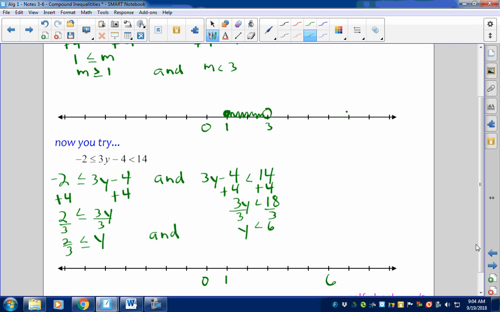So 2/3 would be just a little bit less than 1. Place a closed circle somewhere in between 0 and 1, closer to 1. And then I've got an open circle at 6. And because it's an "and," I'm going to get everything in between here, the overlap only. So those are your ands. I have a few of those to do.